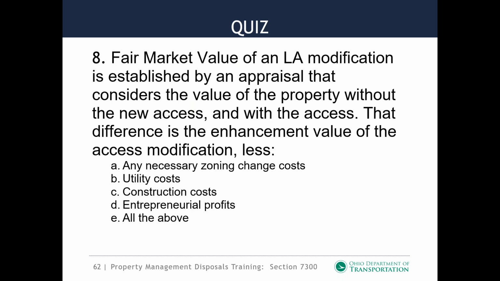Number 8, fair market value of a limited access modification is established by an appraisal that considers the value of the property without the new access and the value with the access. That difference is the enhancement value of the access modification less A, B, C, D, or E.